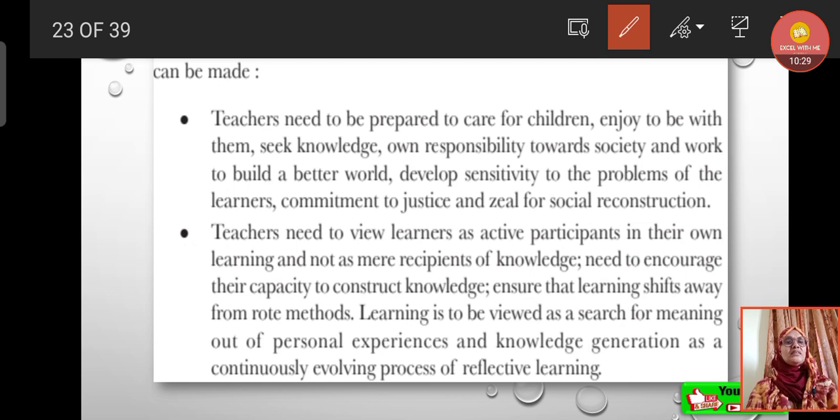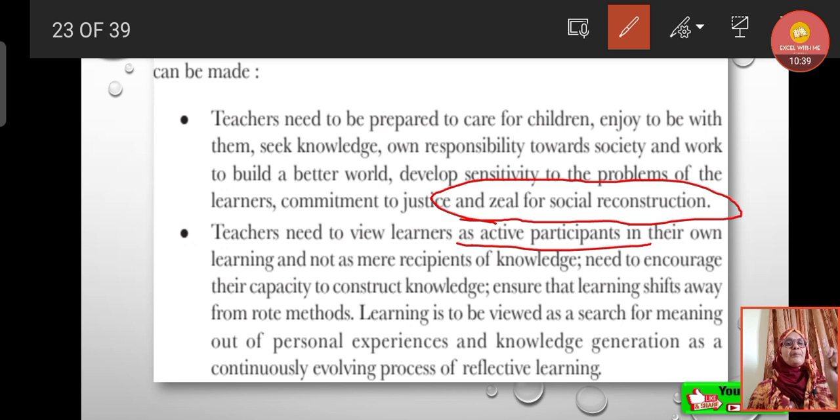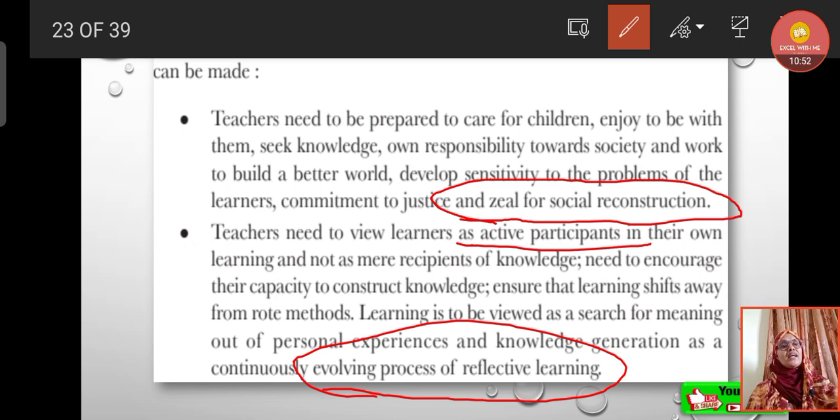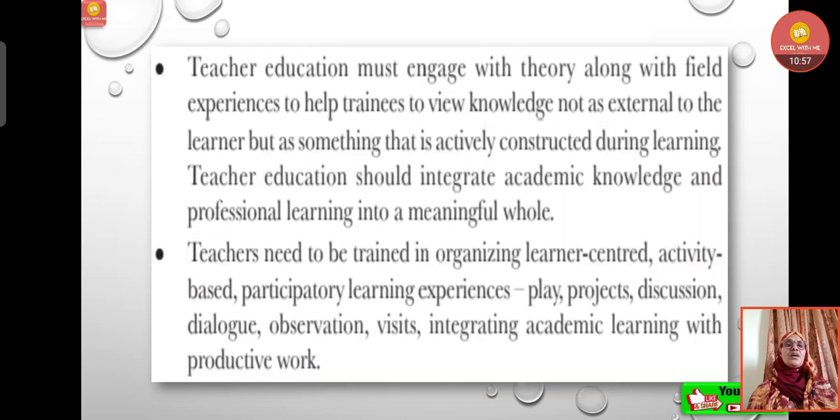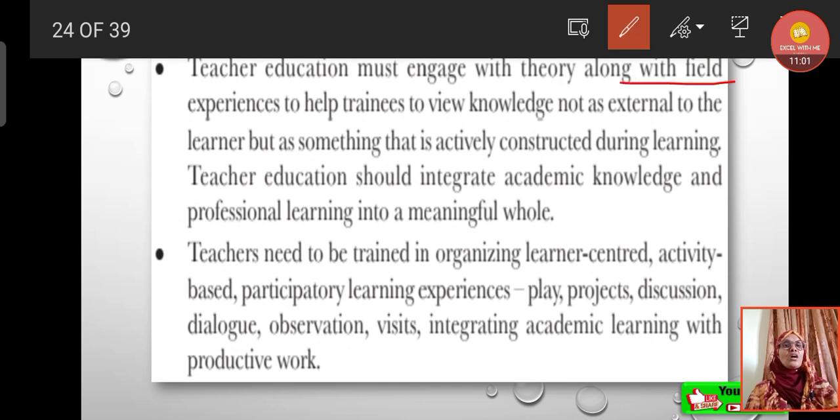That is zeal for social reconstruction. That should be the main principle. Another one is active participation of learners, which depends on the teachers here. That is, how should the teaching learning process be? Evolving process of reflective learning. That is, reflecting on things: what are the flaws and what are the weaknesses, what are the strengths that need to be understood.